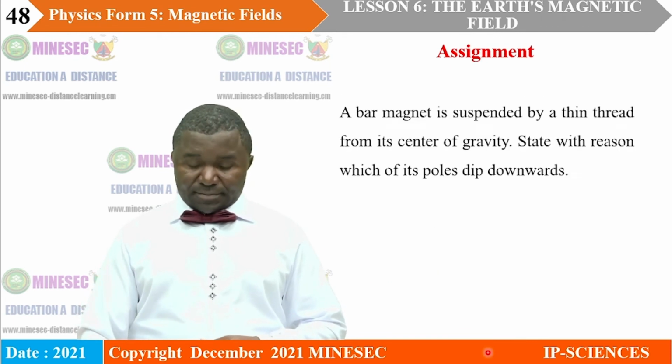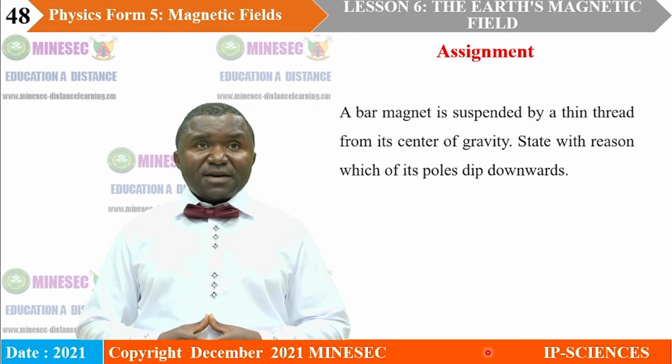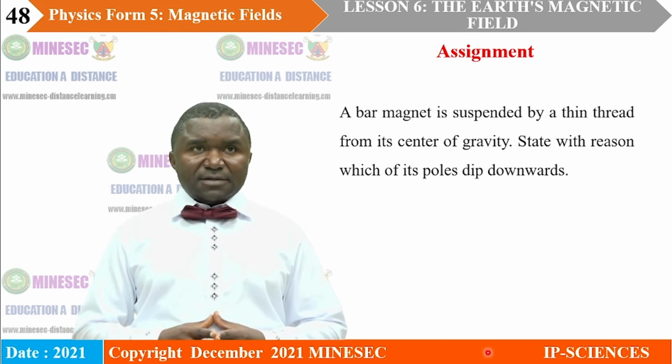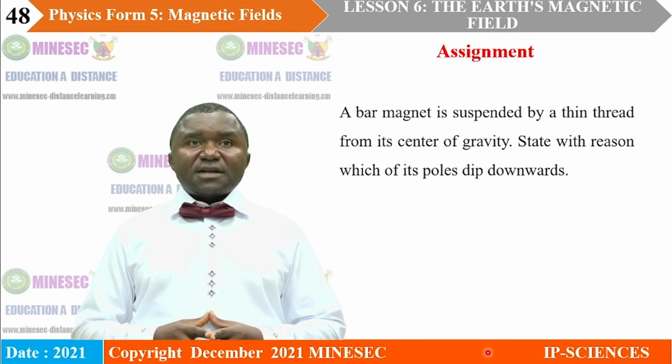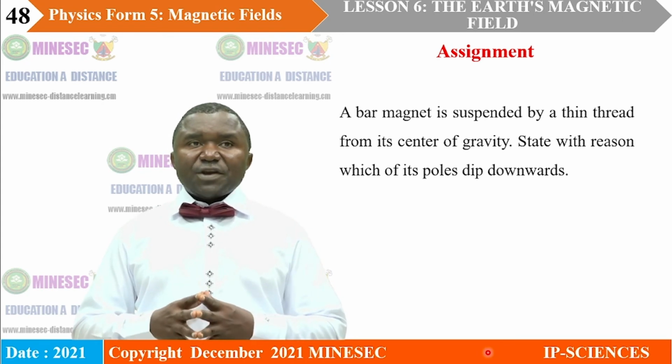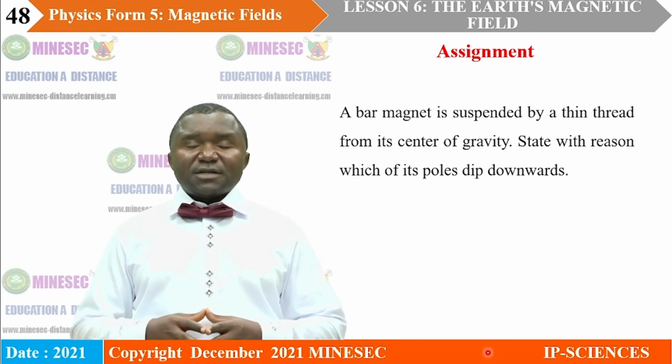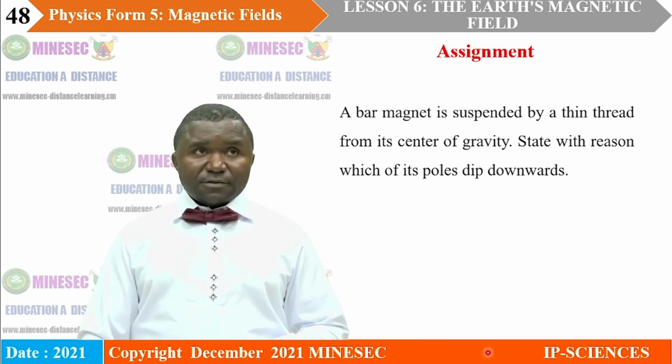Assignment. A bar magnet is suspended by a thin thread from its center of gravity. State with reason which of its poles dip downwards.